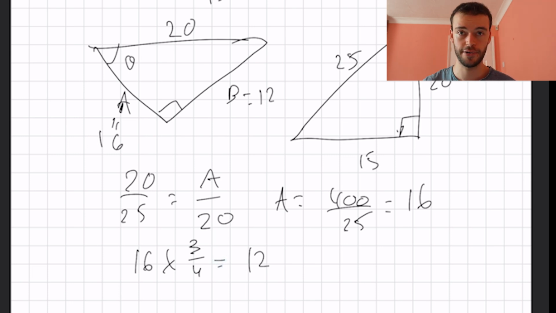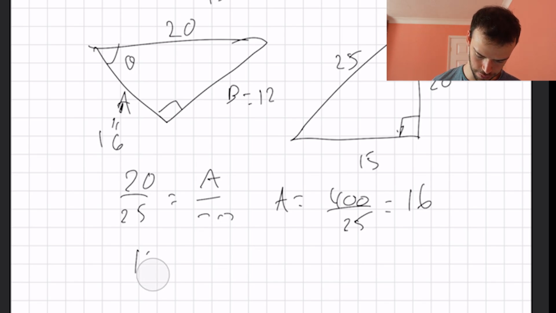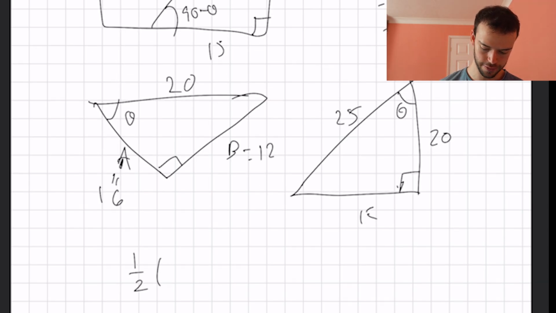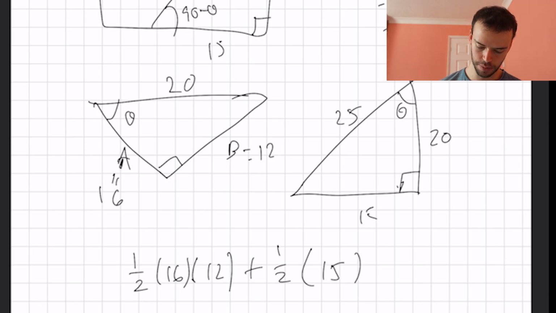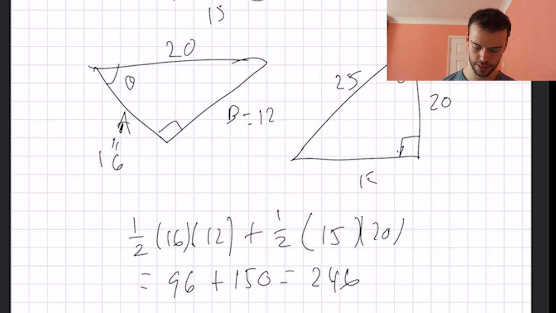Cool. This is very good now because we've got the height and the base of each of the triangles. Therefore, we can find the areas of the triangles. So let's rub some of this out so far and find the areas of the triangles. So we've got a half, 16 times 12, and we've got a half, 15 times 20. Okay, let's work that out. We've got 8 times 12, that is 96, plus 10 times 15, 150. That equals 246.